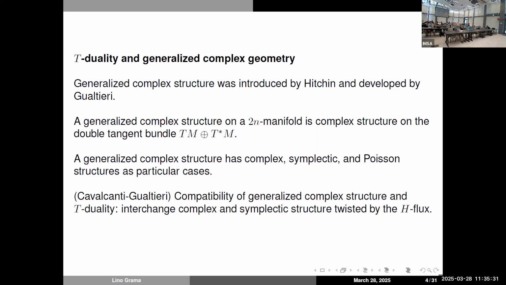Cavalcanti and Gualtieri gave some geometric interpretation of the compatibility of this T-duality and this generalized complex structure. In some cases, we have the interchange between complex and symplectic structure. Then you can understand this as a manifestation of mirror symmetry, if you want, in some setups. And then you can recover some well-known results from this, like the SYZ mirror symmetry, etc.